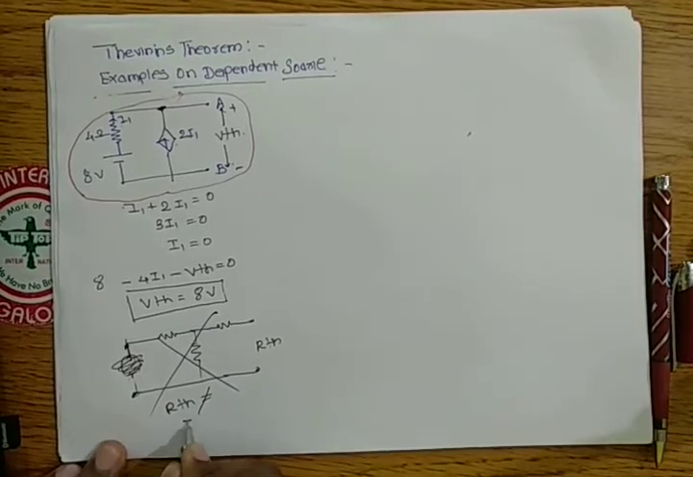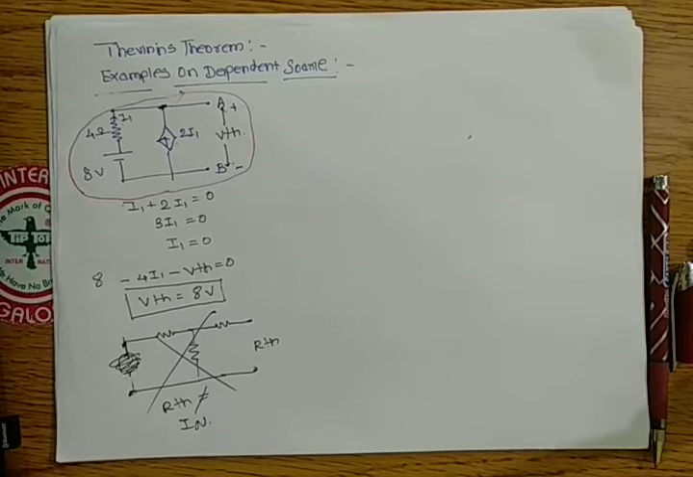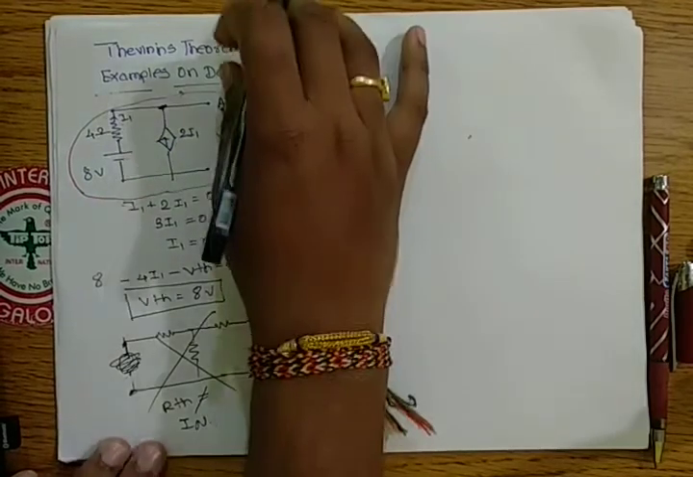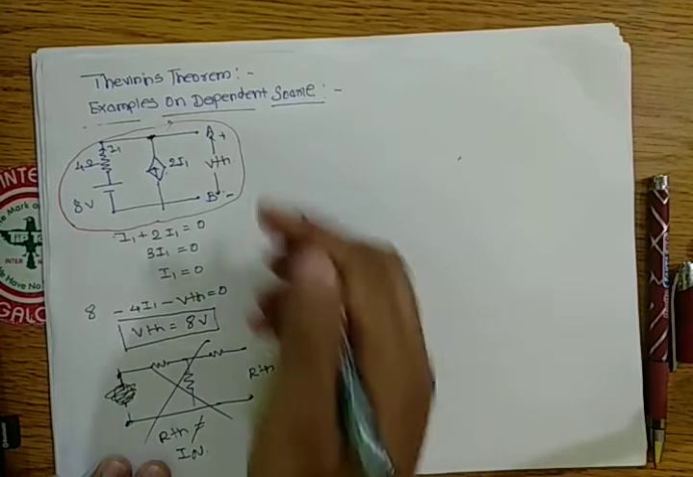So instead of RTH, we have to calculate the Norton current. When we study Norton's theorem, we will see what is meant by it. So we have to find the Norton current. How do we find the Norton current? Again I will draw the circuit.